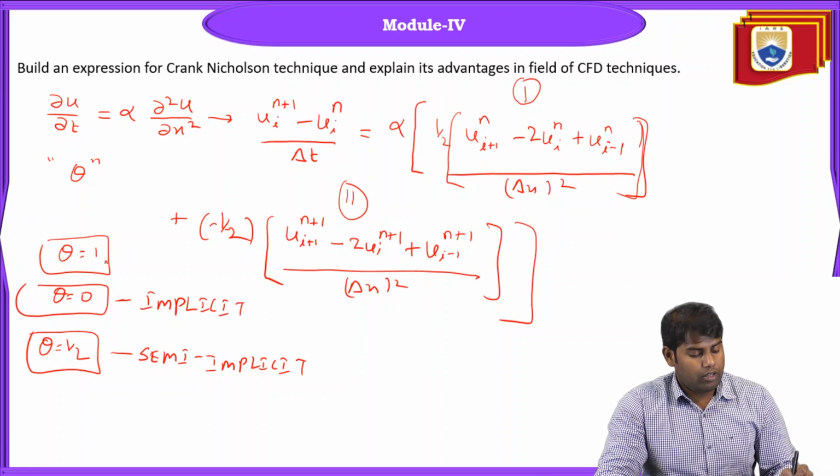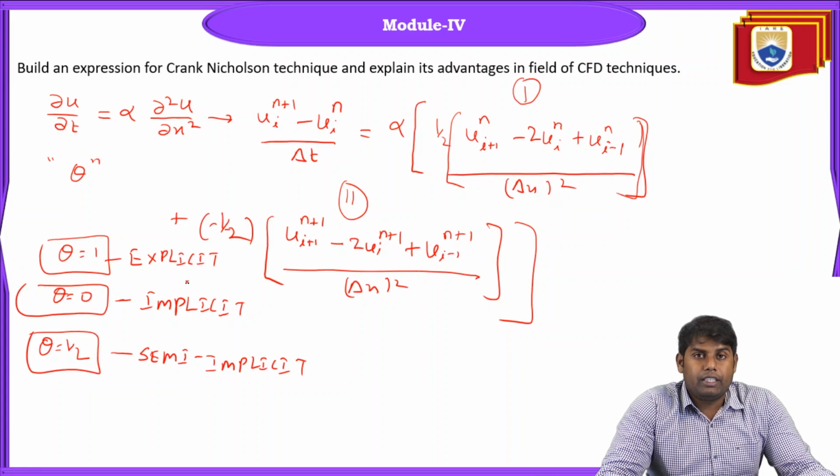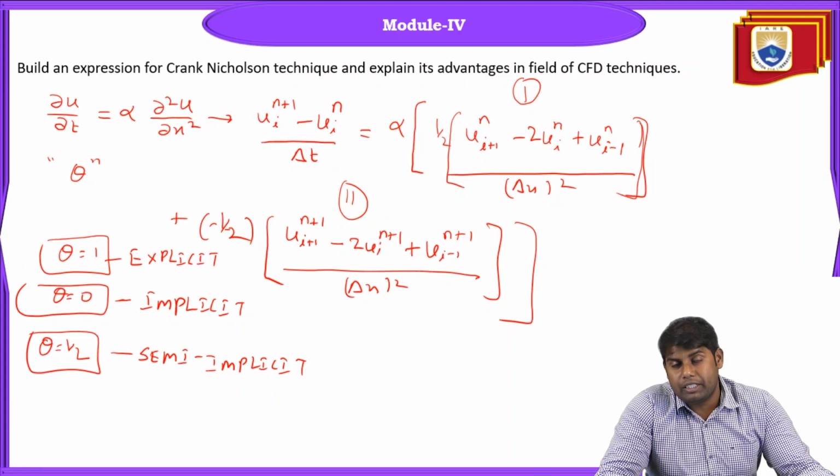When theta is equal to 1, what happens? This will be explicit. So by this we can see that the switching factor is able to switch one numerical scheme to another numerical scheme. The advantage of the Crank-Nicholson scheme is that it can combine the advantages of both the explicit method and the implicit method.